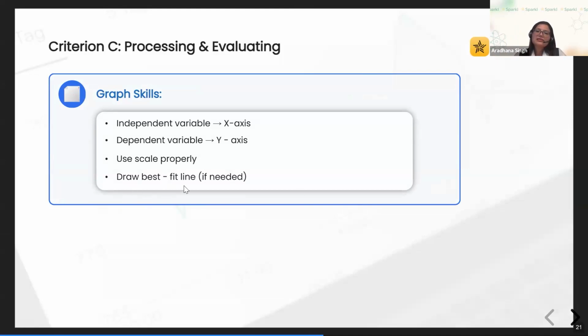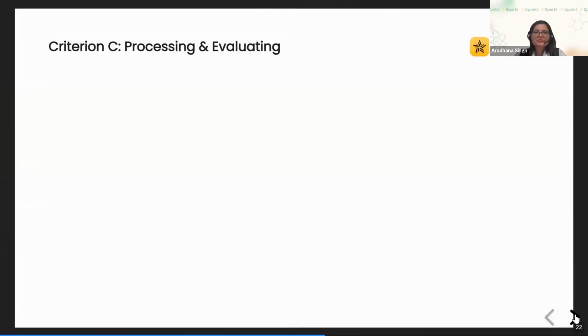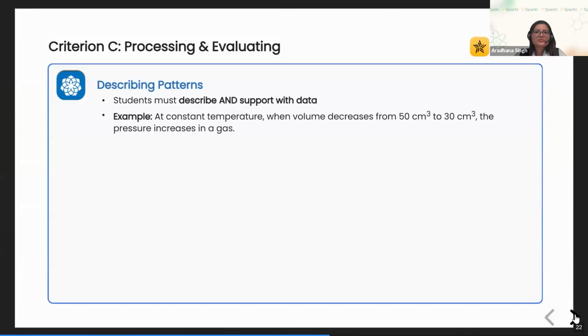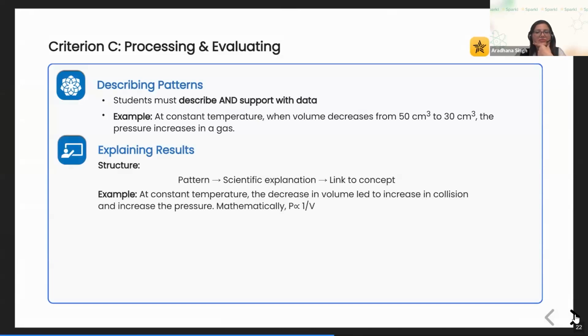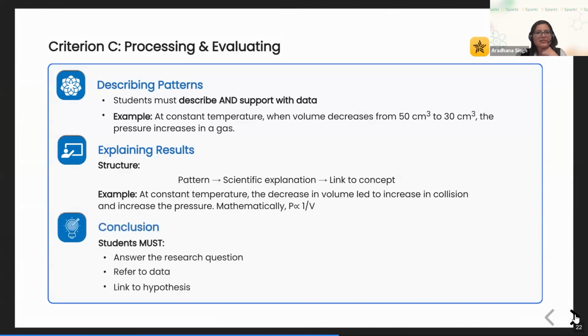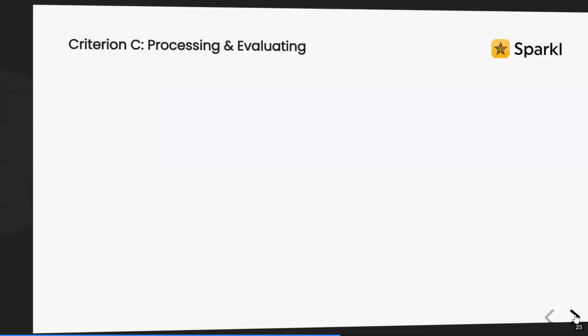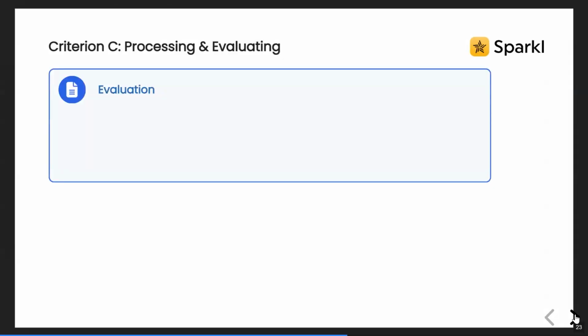Best fit line is quite important in the IB curriculum. Would anyone like to explain what the best fit line is? What is a best fit graph? What is your understanding? The best fit line is like a line you draw to connect all of the points you have, like an average of all of them.